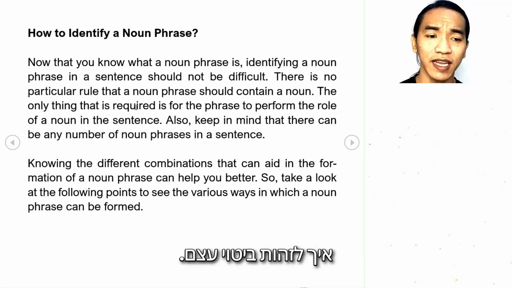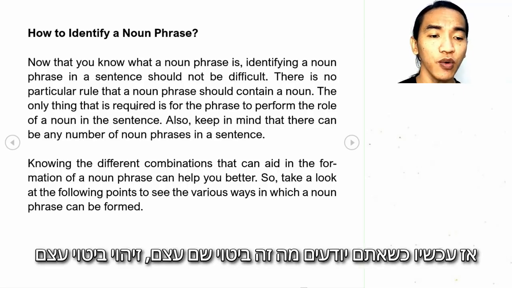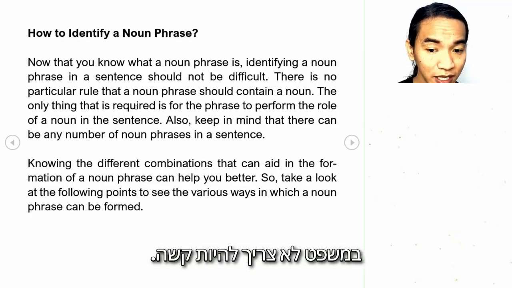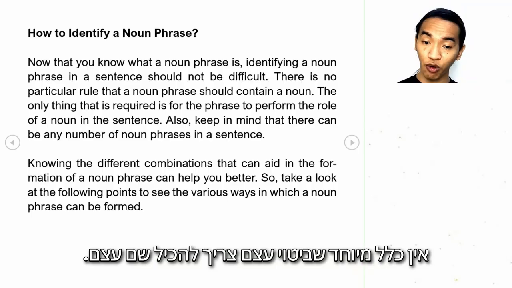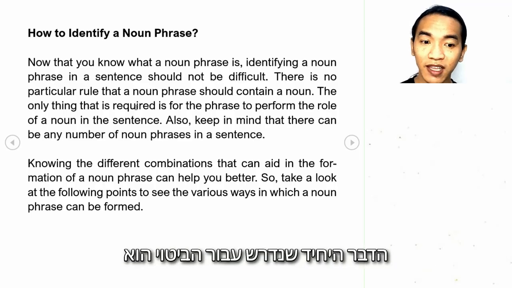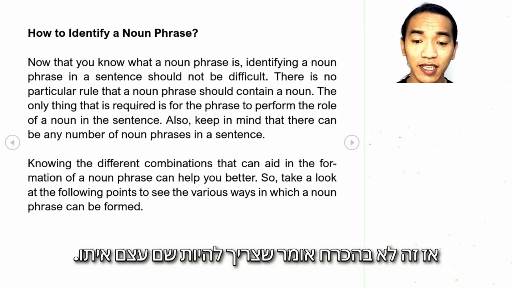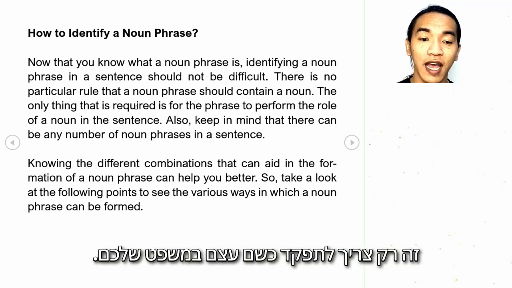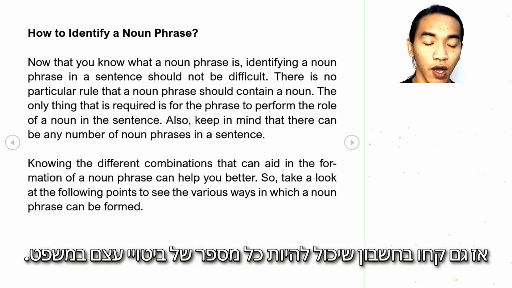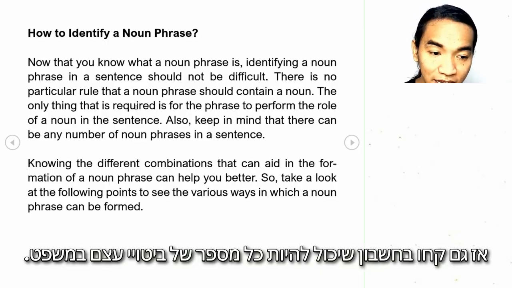Okay, how to identify a noun phrase. So now that you know what a noun phrase is, identifying a noun phrase in a sentence should not be difficult anymore. There is no particular rule that a noun phrase should contain a noun. The only thing that is required is for the phrase to perform the role of a noun in a sentence. So it doesn't necessarily mean that there should be a noun with it. It just needs to function as a noun in your sentence. So also keep in mind that there can be any number of noun phrases in a sentence.